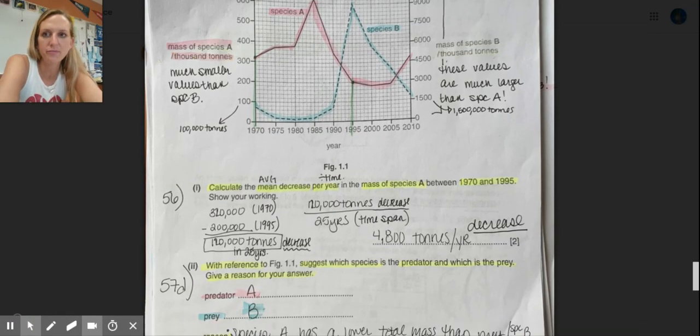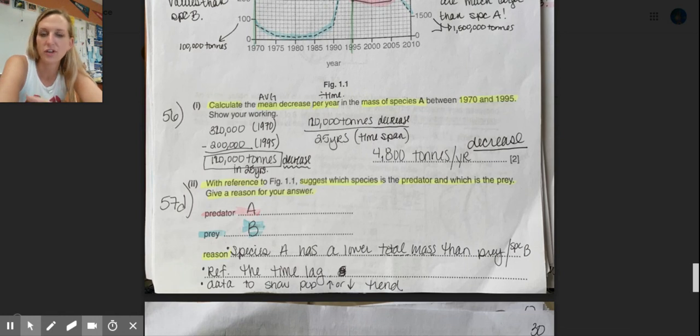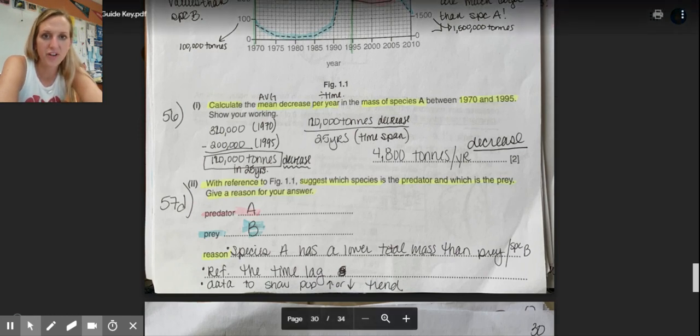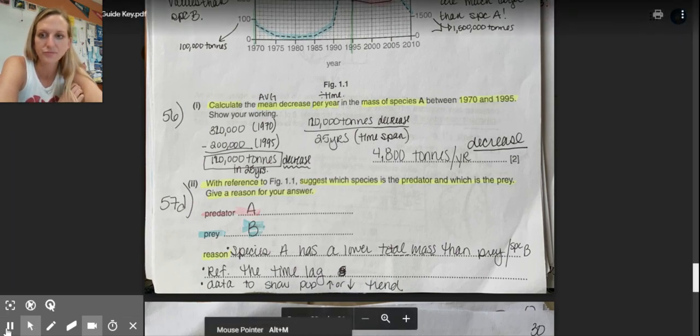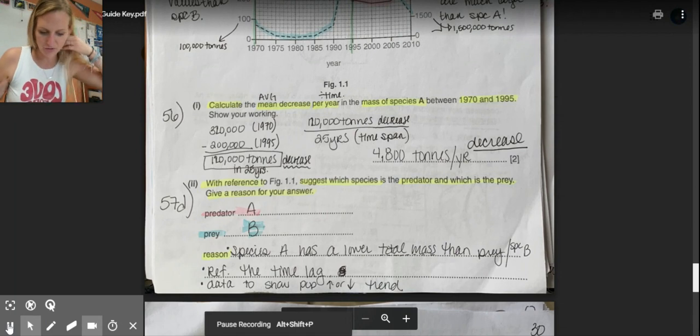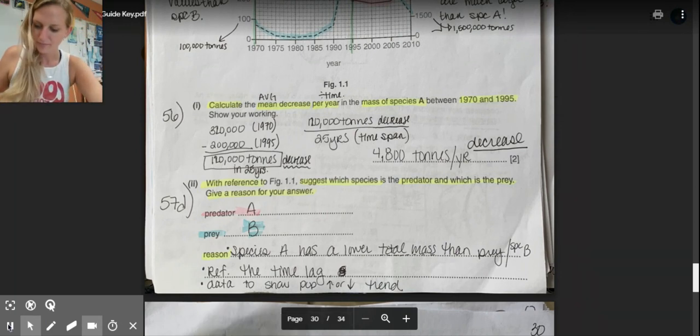And you'll just subtract them to find the difference. 120,000. And that's over 25 years. They want to know what the decrease is per year. So you take that number and divide by 25. They want to know per year, not in 25 years. So if you divide that out, you get 4,800 tons per year decrease. Make sure you include the word decrease or a negative, because it's not increasing. And that's it for learning outcome C and D.